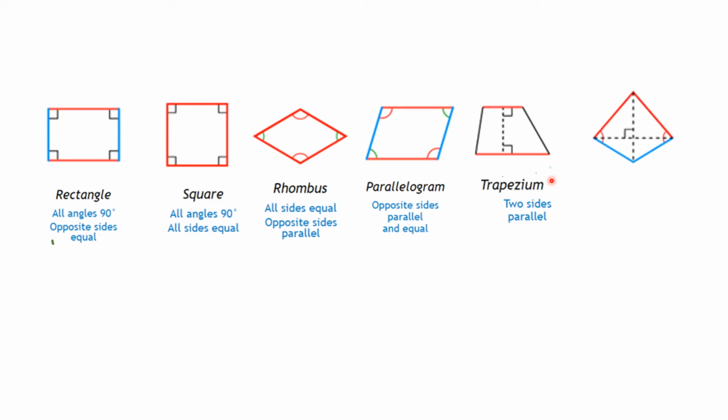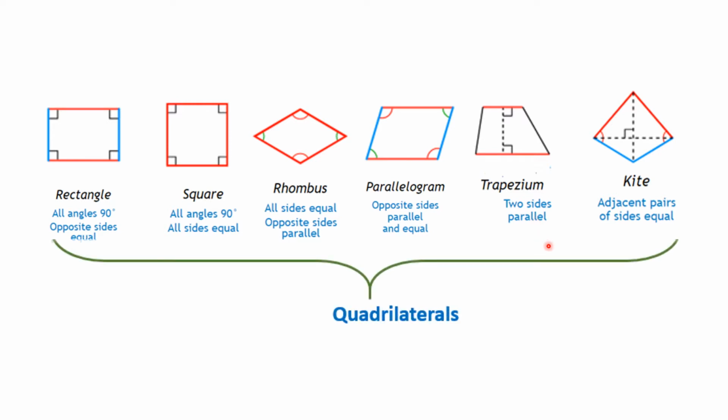And the last but not the least, the kite. Adjacent pairs of sides are equal. Now these are the basic properties of these quadrilaterals which we have introduced to you. But let us look into more details of these quadrilaterals in this chapter.